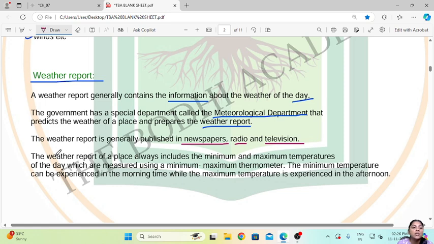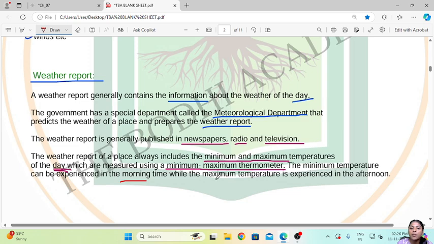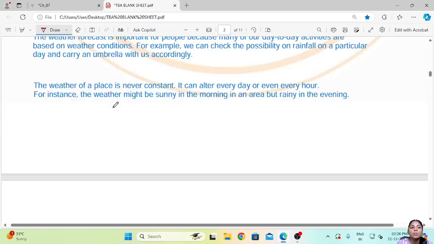So what does it include? The weather report will always include the minimum and maximum temperatures of the day. These are measured using a minimum maximum thermometer. The minimum temperature of the day can be experienced in the morning time, while the maximum temperature can be experienced in the afternoon. So this is all about the weather report.